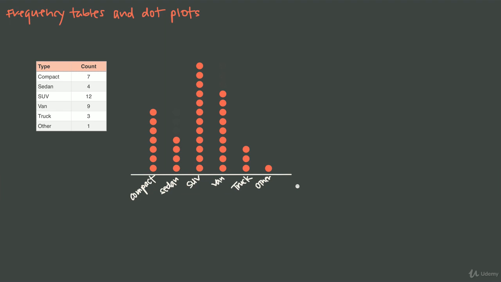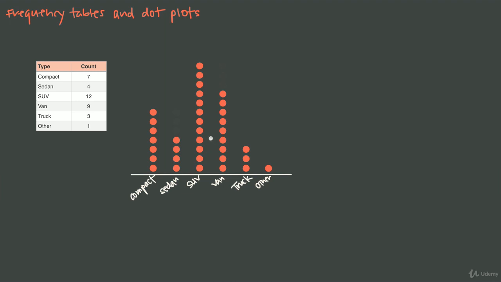Keep in mind that dot plots are, of course, really similar to bar graphs in the sense that without even counting the dots exactly, we get a really quick visual picture of the most frequently occurring category in our data. So without even counting these dots, we can easily and immediately say that there are more SUVs in the parking lot than any other type of car. We can say that there are fewer trucks or other cars than any of the other categories.